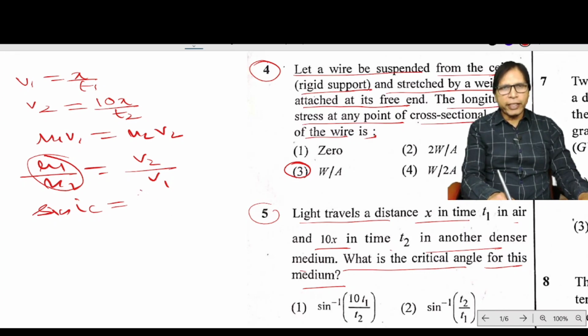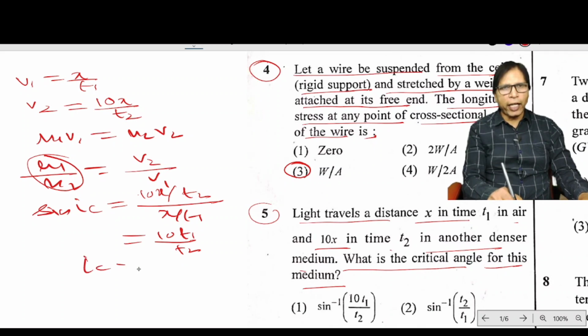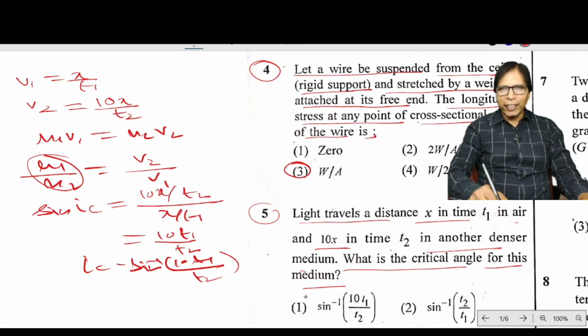v2 is 10x by t2 divided by x by t1. Therefore, it is 10 t1 divided by t2. So IC equals sine inverse of 10 t1 divided by t2. Option A is correct. No problem.